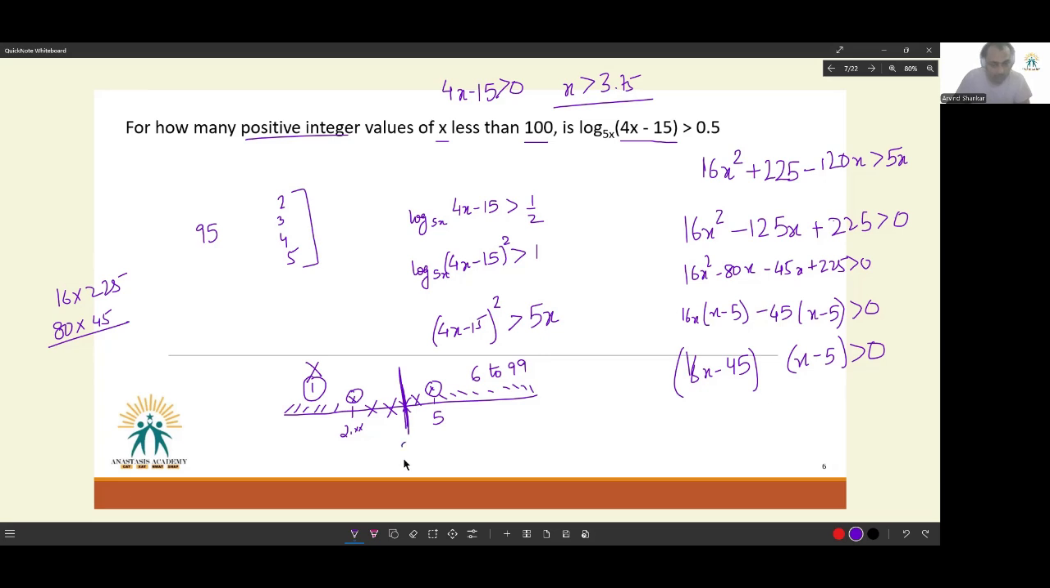Only values after 3.75 have to be considered, and they will be 6 to 99, or the number of positive integer values that x can take is 94 for this question. The correct answer to this question will be 94. Okay.